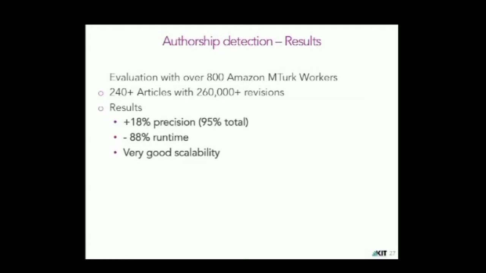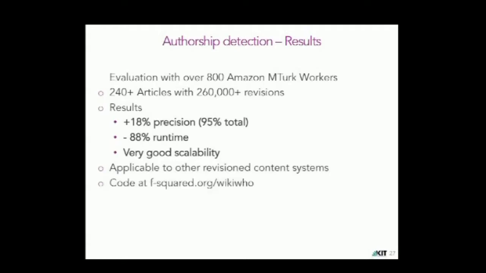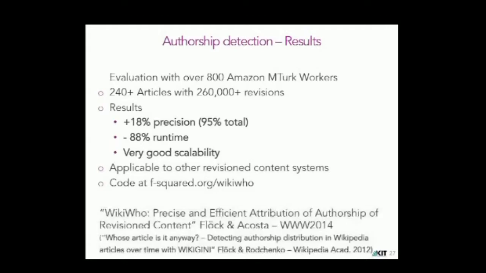And we created a gold standard for this, the first gold standard to evaluate if you're really right in saying where the words come from. Of course, this is also applicable for other revision content systems, just as a side note, for example code revisioning or whatever, and if you're interested, the code is also available. The preliminary work was in 2012, and last month at DUB I presented the paper for that.